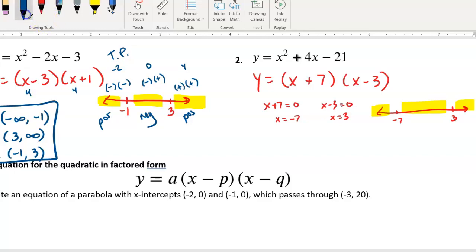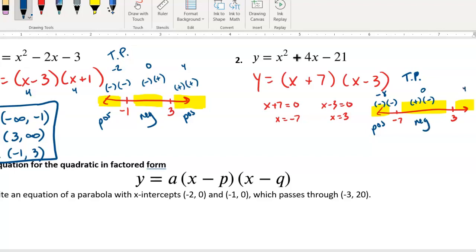Again, one of the methods that we can use for that is using test points. So let's go through that process of trying different test points, starting with negative 8, a number smaller than negative 7. If I do that, I get negative 8 plus 7, and that's going to be a negative answer. Negative 8 minus 3 is also negative, and a negative times a negative is positive. So before negative 7, the graph would be positive. Between negative 7 and 3, let's use a test point of 0. 0 plus 7 is going to be positive. 0 minus 3 is negative, and a positive times a negative is a negative.